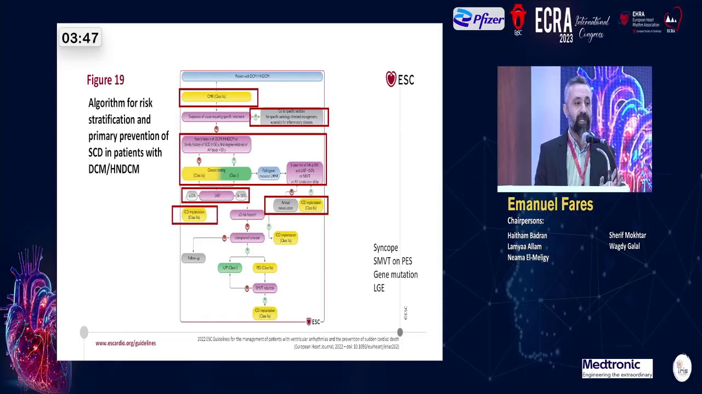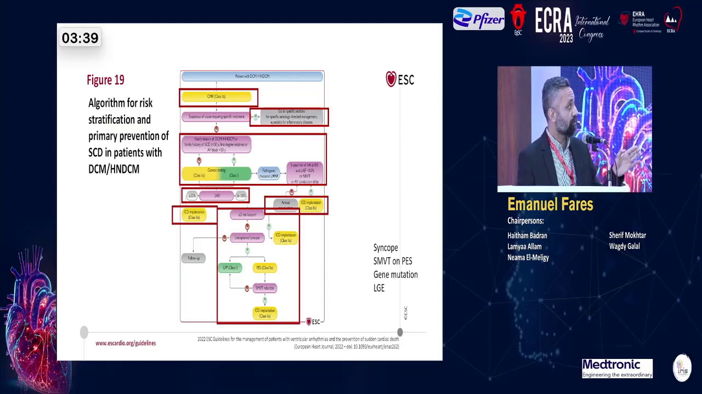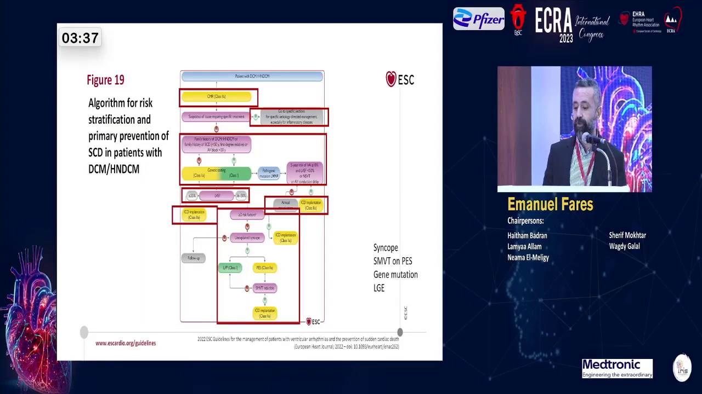However, if the patient has an ejection fraction that is mildly impaired, between 36 and 50%, and they have 2 or more of the risk factors on the right side of the screen, which are syncope, sustained monomorphic VT on programmed electrical stimulation, and gene mutation, or late gadolinium enhancement on the MRI, these patients can go directly for an ICD implantation, although still their ejection fraction is not severely impaired.